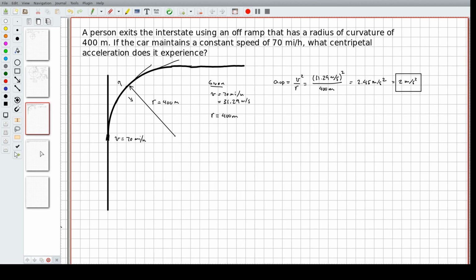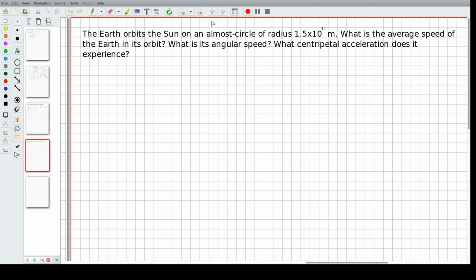Now let's work another one. So in this one, we're going to look at the orbit of the Earth around the sun. It turns out that if you look at the shapes of the orbits of the planets, they're ellipses, but a circle is a special case of an ellipse, and the Earth's ellipse is almost a perfect circle. So, that said, let's draw a picture. Here's the path of the orbit of the Earth around the sun.